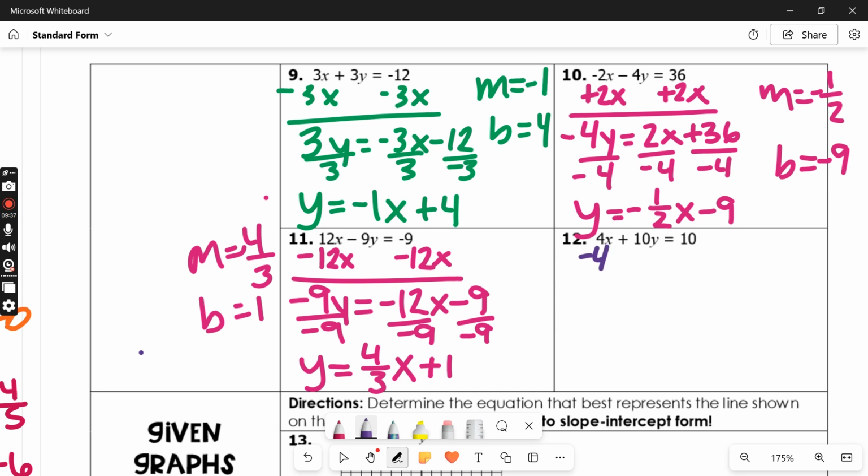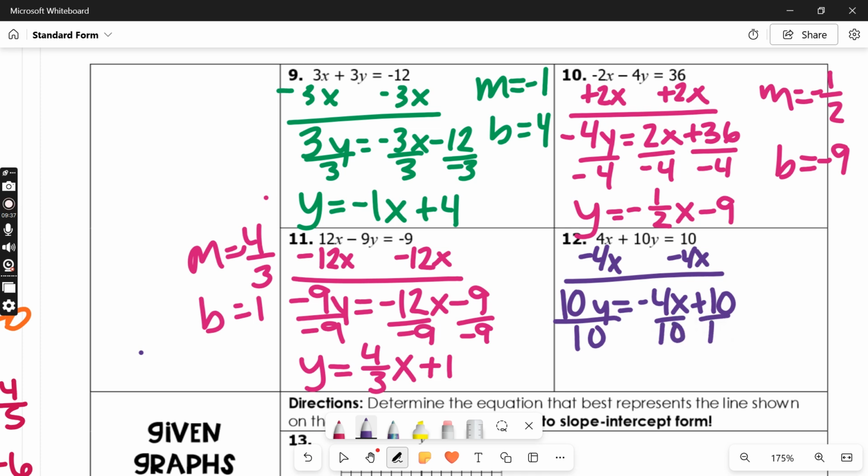Okay, I'm going to subtract 4x. So I have 10y is equal to negative 4x plus 10. And then I'm going to divide everything by 10. Negative 4 over 10 simplifies as negative 2/5. And then 10 divided by 10 is 1. So here my slope is negative 2/5, and my y-intercept is 1.